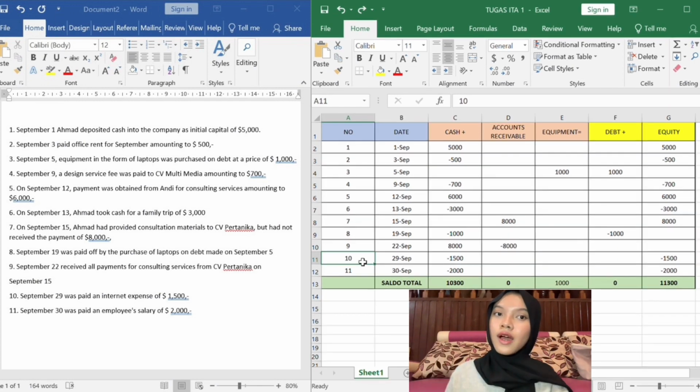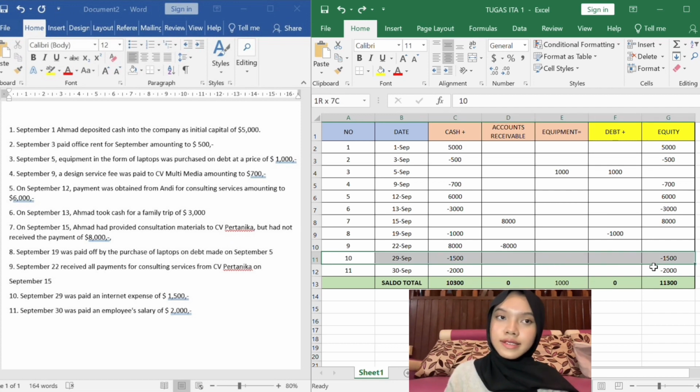Number 10. On September 29 was paid an internet expense of $1,500. It adds into the cash and equity table, but the cash and equity decreased $1,500 to pay the internet expenses.